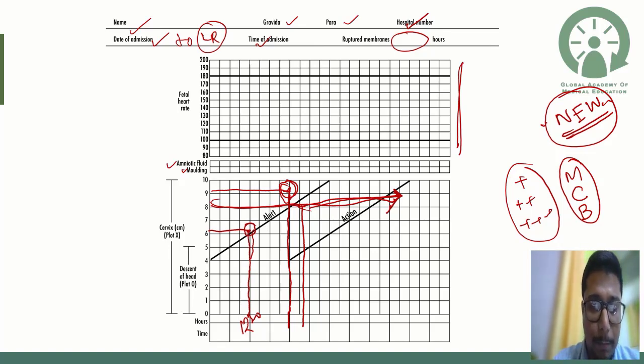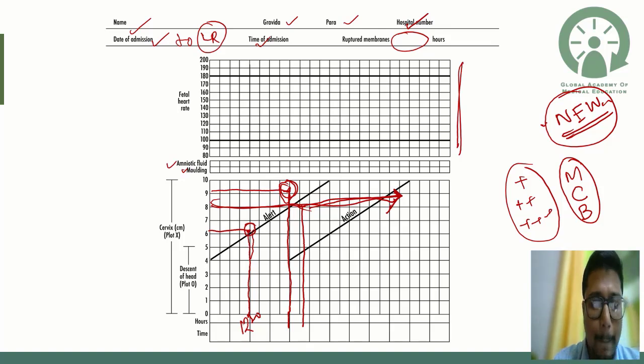The right way to do the plotting is to plot it directly on the alert line. Wherever is the plotting on the alert line, there we have to plot our 6, and that particular time point has to be marked as 12:30. So after that, at 4:30, if she is 9 centimeter, the line will be like this.